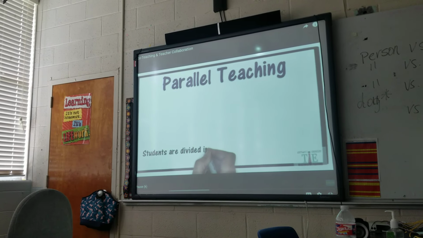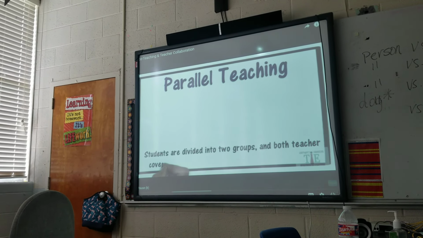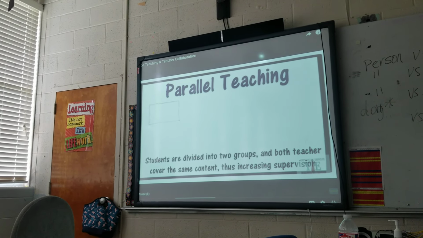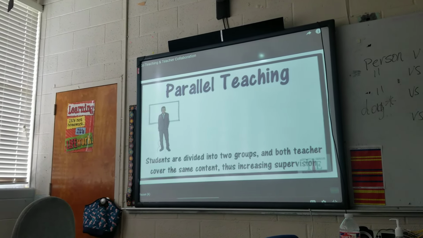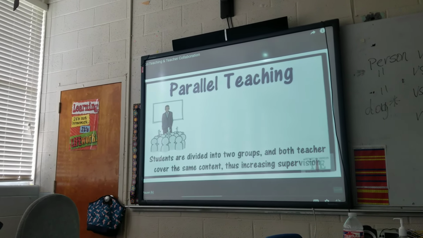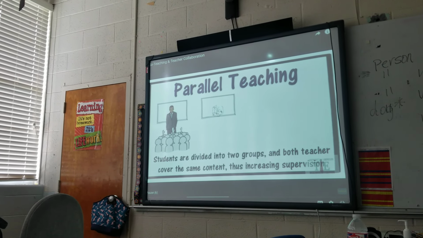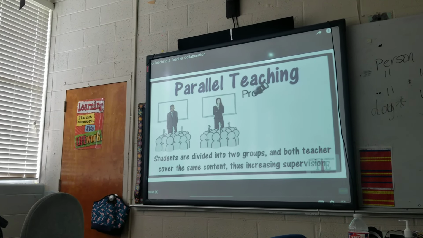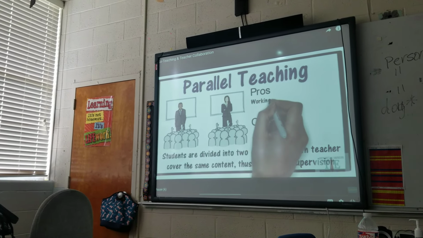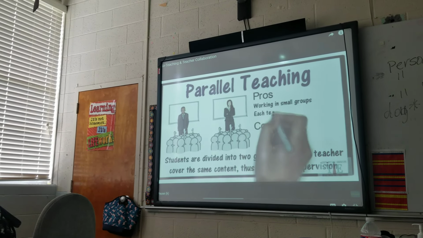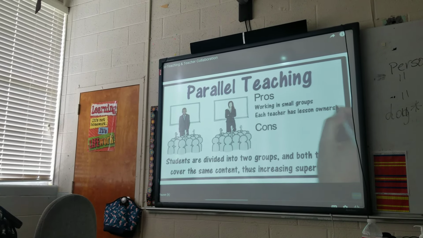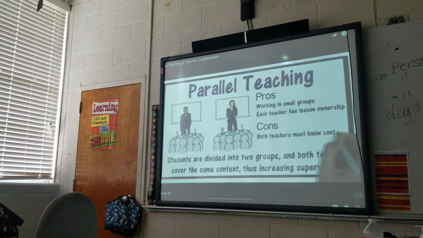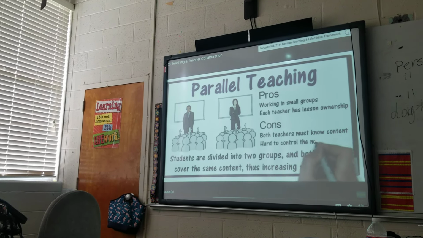Students are divided into 2 groups, and both teachers cover the same content, thus increasing supervision. Visually, the classroom looks like this. One teacher is in charge of one half of the room, and the other teacher is in charge of the other half. The pros are you can work in small groups, and each teacher has lesson ownership. The cons are both teachers must know the content, and it can be hard to control the noise.